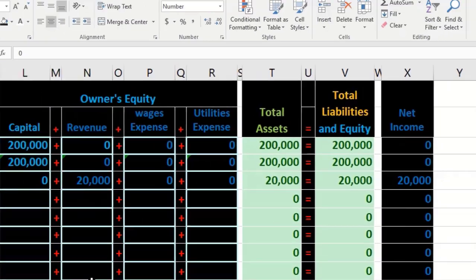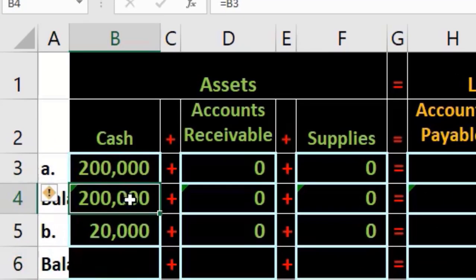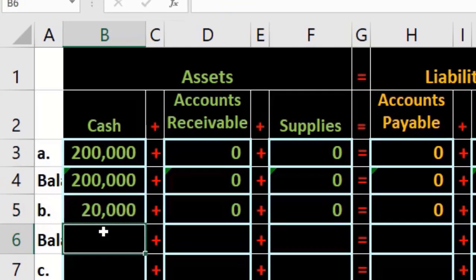Next transaction. Now we're gonna bring down the balances. So remember, here's our beginning balance. We're not doing anything with A now because A just brought down the balance. Now we have this balance of 200,000 and we just added another 20. So we have 220,000. We need to bring that balance here.